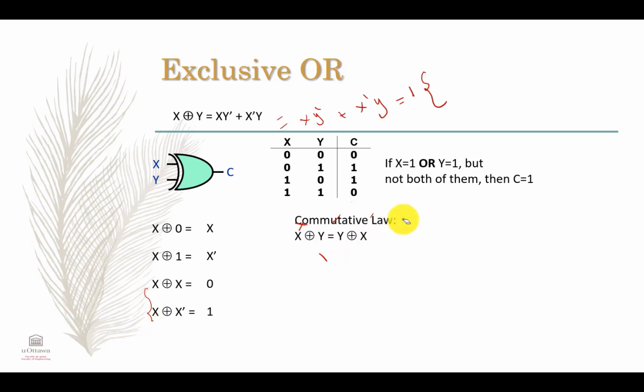The exclusive OR logical operation is commutative, following the commutative law. So x XOR y is equal to y XOR x. And also the XOR is an associative operation. In other words, if I have x XOR y, and then the result is XORed with z, that is equal to y XOR z first, and then the result is XORed with x, okay?